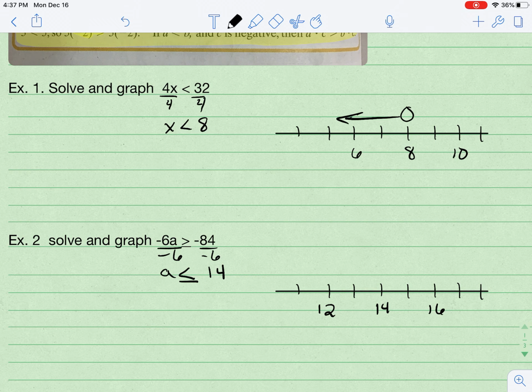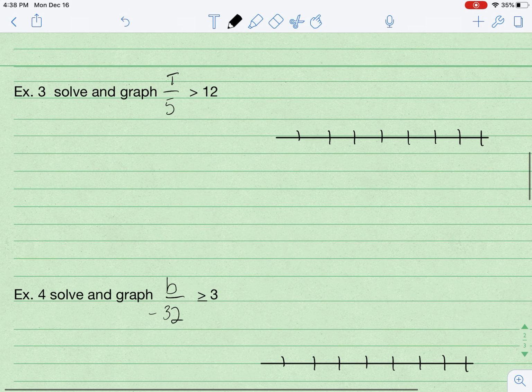Okay, we are going to have a closed circle because we are including 14, so a is less than or equal to 14. And now all values that are less than or equal to 14 are going to be to the left. Once again, note our variable is on the left-hand side, and the direction the inequality here is facing tells us which way our arrow should be going.